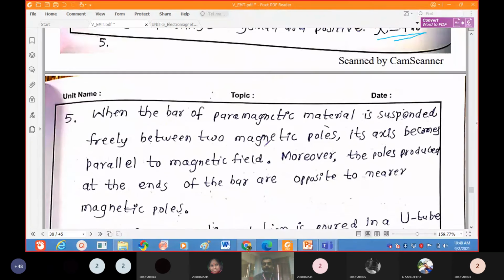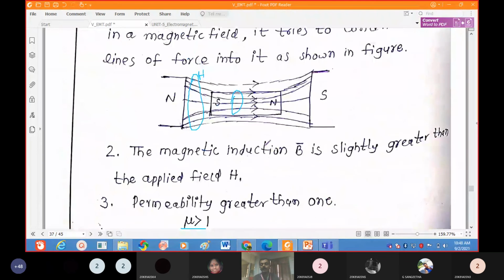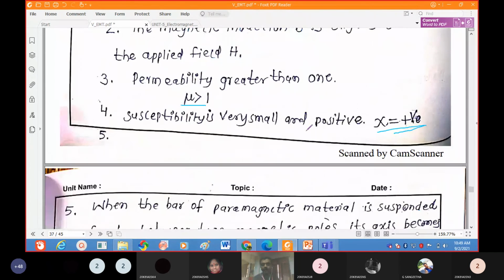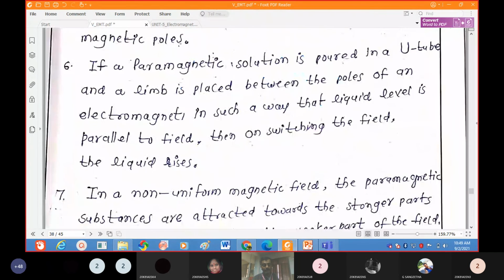in the case of paramagnetic material. But in the case of diamagnetic material, the magnet will be oriented like this. The axis will be perpendicular to the applied field direction. The axis of the bar magnet will be perpendicular to the applied field direction.